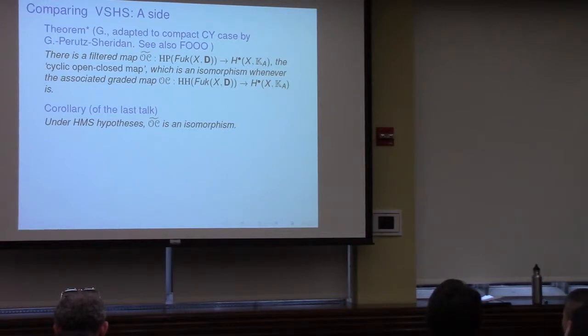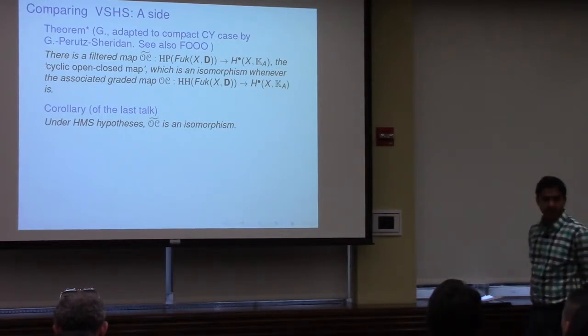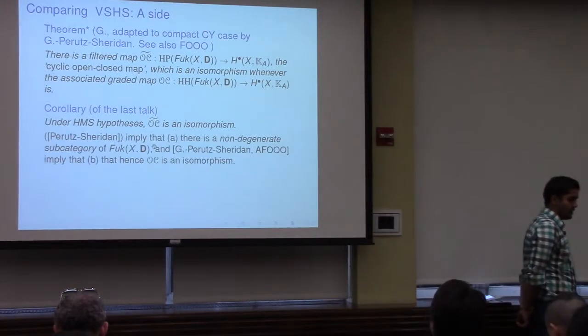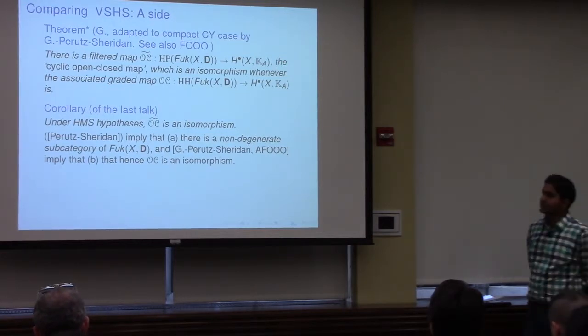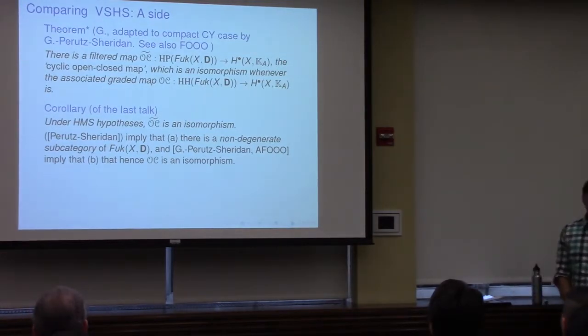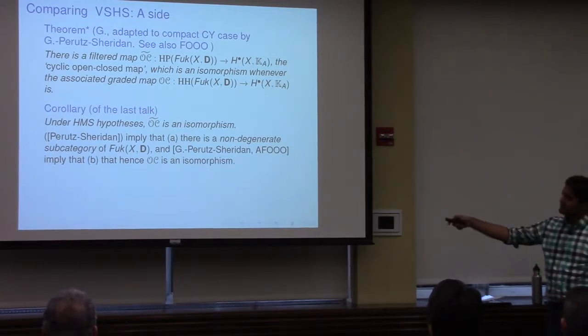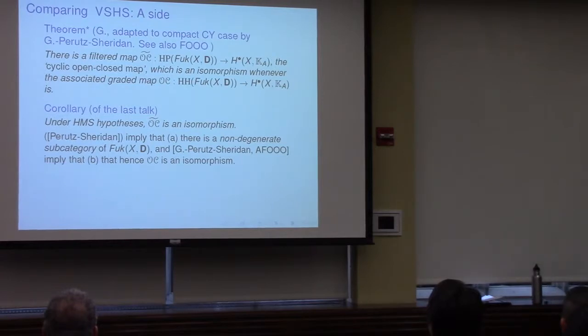Okay? So why is that? Let's just remember what Nick talked about at the very end of his last talk. One of the results of Perutz and Sheridan implies that whenever there's a homological mirror symmetry situation here, there's a so-called non-degenerate subcategory of the Fukaya category. And then some compatibility with module structures and Mukai pairings, due to us and Abouzaid, Fukaya, Oh, Ohta, Ono, imply that in fact, therefore, the associated graded OC map is an isomorphism. So by what we've written here, this map is too.